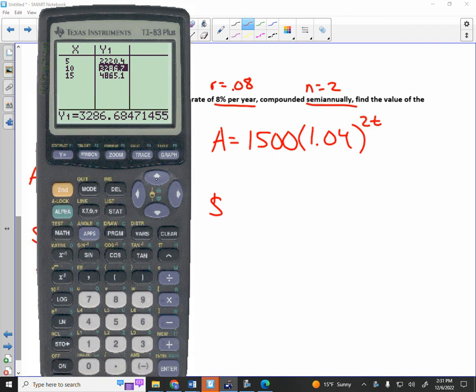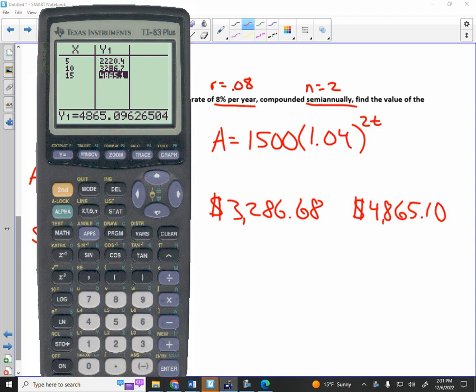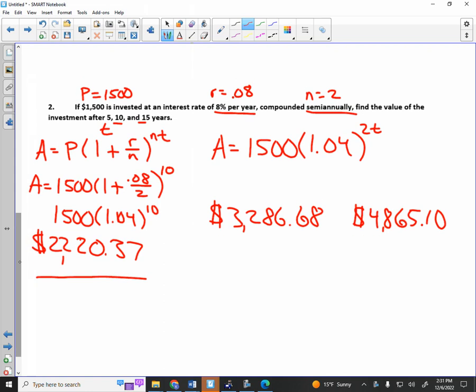So I have $3,286.68. And then I have $4,865.10. So using the table option or your calculator can save you a little bit of time, right?